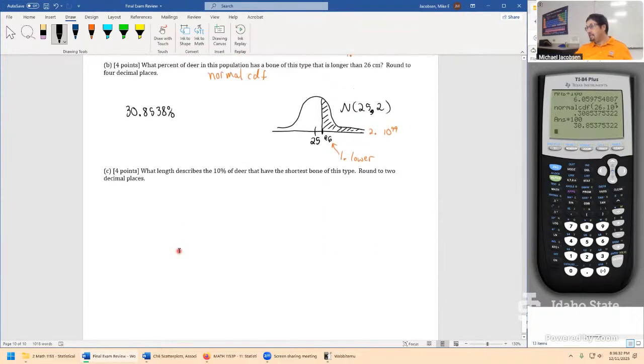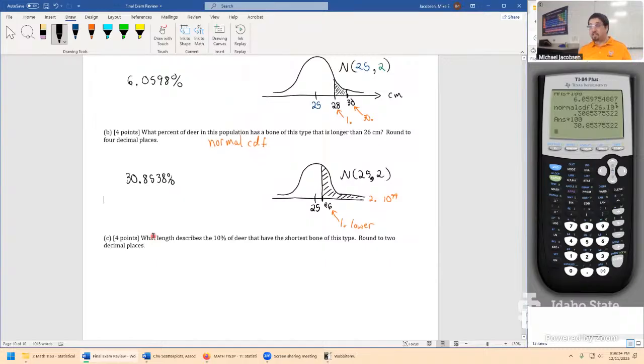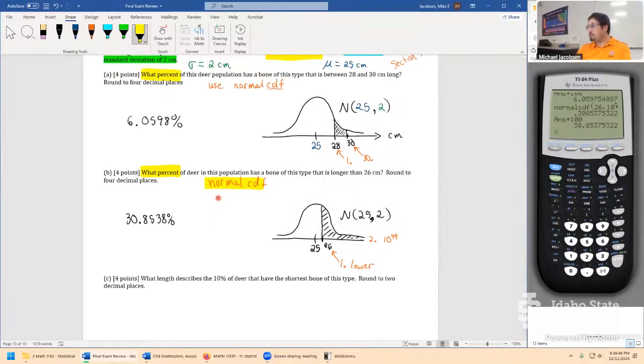So nearly there. Looks like just one more part to take a look into. What length describes the 10% of deer that have the shortest bone of this type? Well, there's a pattern. If they're asking what percent or what proportion, usually what percent, it's a normal CDF process. But if they're asking what length, that's a value on the x-axis. This will be use inverse norm, absolutely. So this is the one that's different out of nowhere.